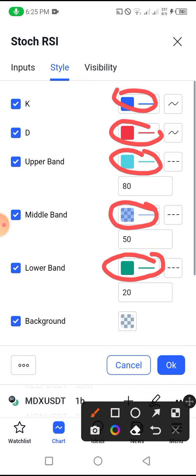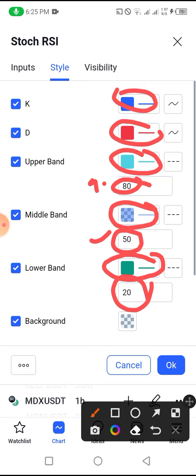Then the other thing you're going to do is you're going to ensure that if you find this already in the upper band already at 80, the middle band at 50, and then the lower band at 20, you can leave it at that, or still you can adjust it to 90. Then you leave this one the way it is, and then you adjust this to 10. It will depend on how you want to use it, but my own recommendation will be 80, 50, and then 10. Then after making those adjustments, you come here and save as default, right?